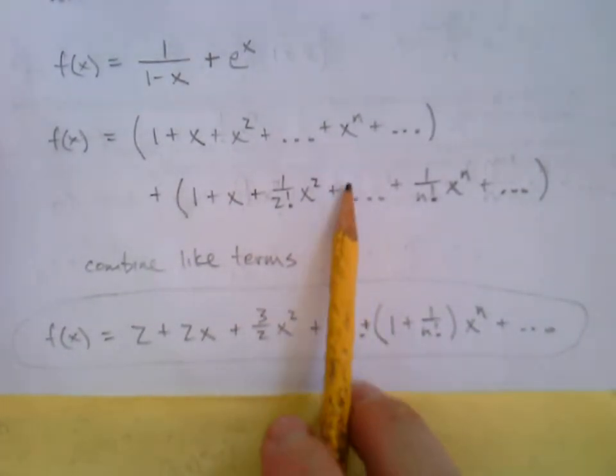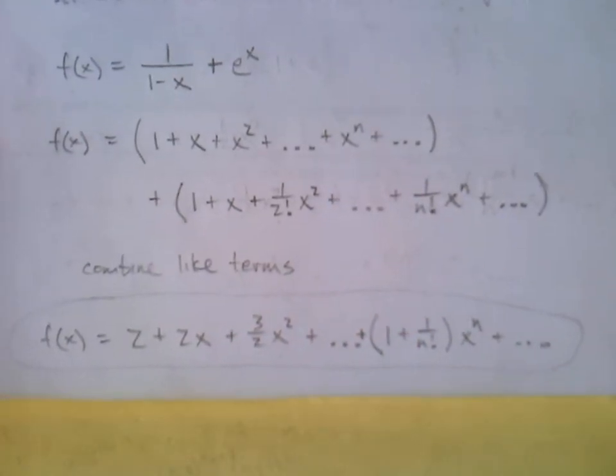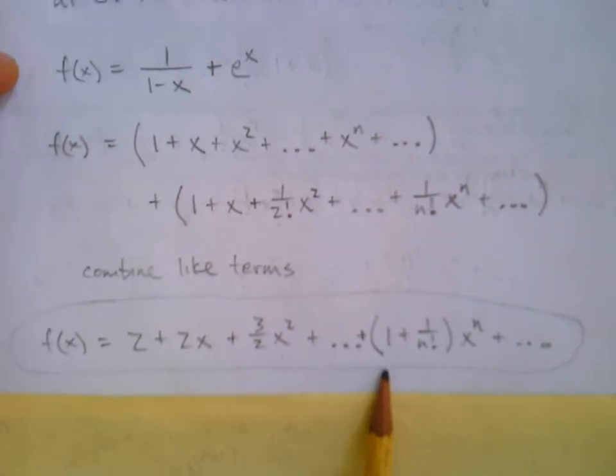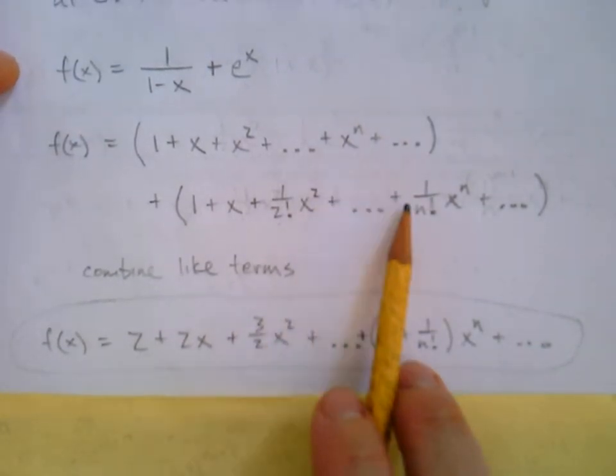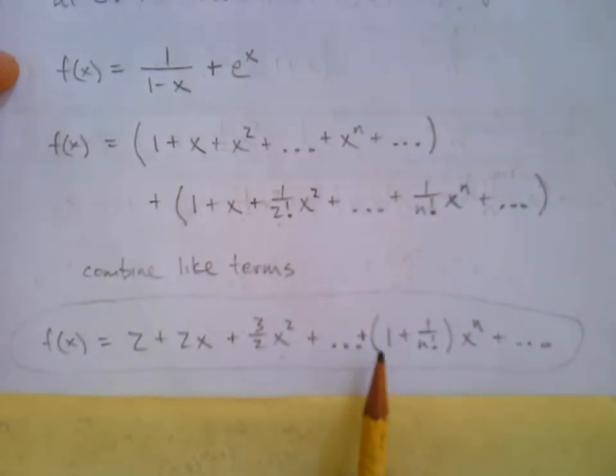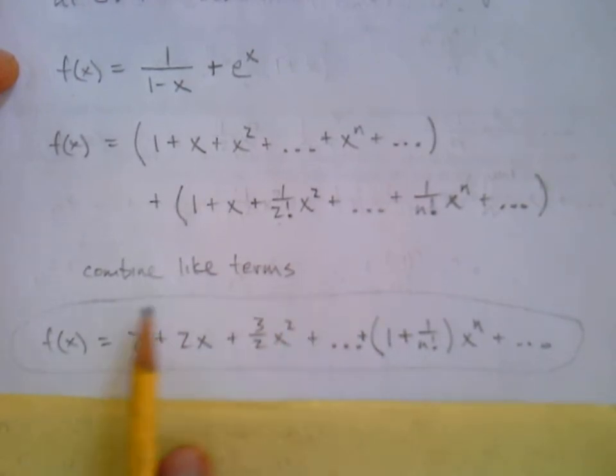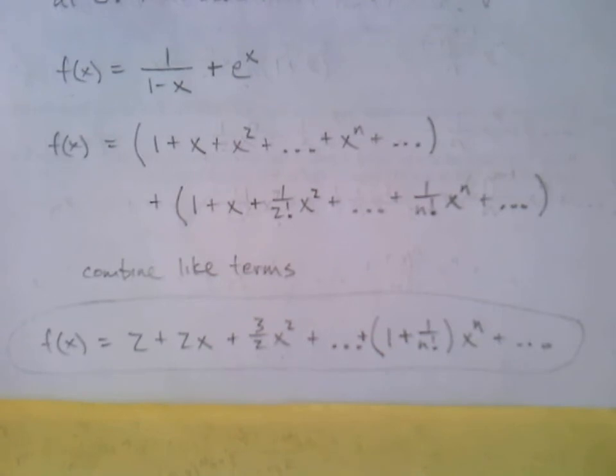Plus, okay, what happens with the nth term? So the nth term, we might not be able to simplify it quite as nicely as some of the other ones. That's okay. Here's what we're going to do. 1x to the n plus 1 over n factorial x to the n. We're just going to say, set of parentheses, 1 plus 1 over n factorial, x to the n. Plus, and then dot dot dot. That is the Taylor series for the addition of 1 over 1 minus x and e to the x. Simplified. We got it. Just like that. Okay.